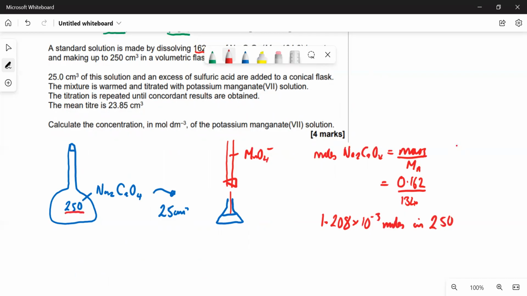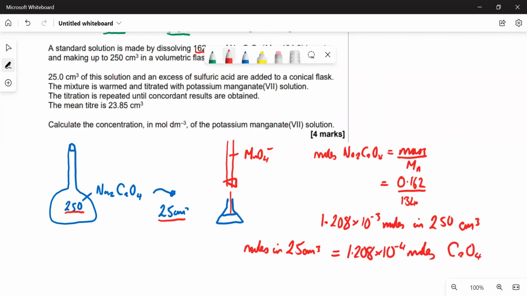in here. But we don't take 250, we're not in the titration, we only take 25 out. So the moles in 25 centimeters cubed is going to be a tenth of that, so divide by 10, because we're only taking 25 of 250 out. So that's going to be equal to 1.208 times 10 to the minus 4 moles of the ethane dioate ion.